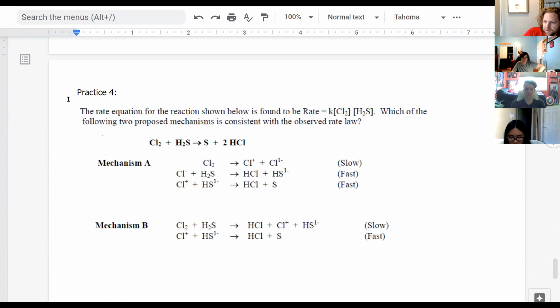The reaction, look at practice 4. The reaction equation for the thing below shows the overall reaction in bold. Experimentally determined rate law. Which of the following proposed mechanisms is consistent with the observed rate law? Is mechanism A or mechanism B the best choice to match an experimentally determined rate law? A or B? You can just mention in chat.